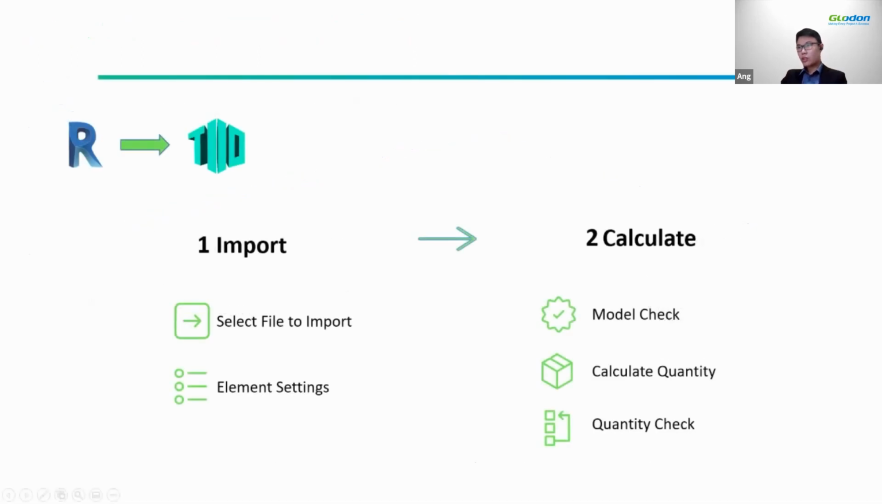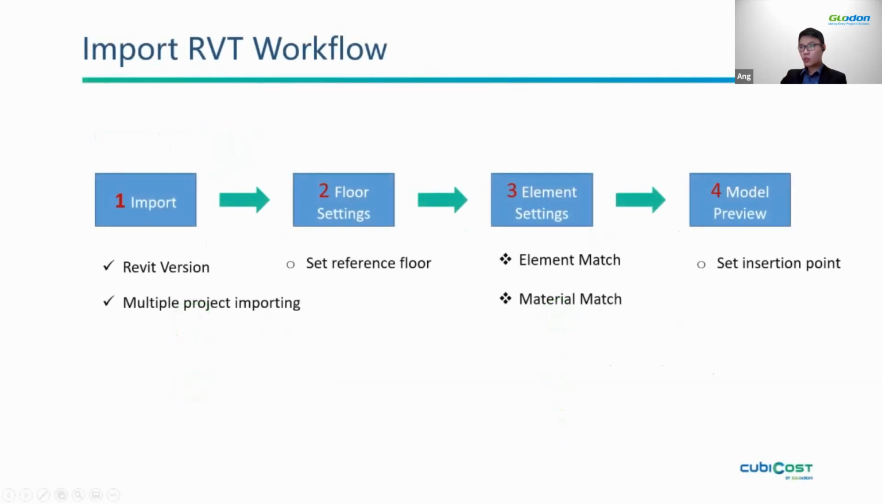Moving on, here are the two main flows, I would say, of TIO. The first one, of course, is to import the model. After we have selected the file to import, we need to do some element settings. I'll explain more on this later. Once we have imported the model, we need to do some model checking first. As I said before, the models done in Revit can be accurate, but there might be some errors there, so you need to check. Once we have done the checking, we can calculate quantities, which means we can get our quantity report. Then if we want to do a quantity check as well, we can do that.